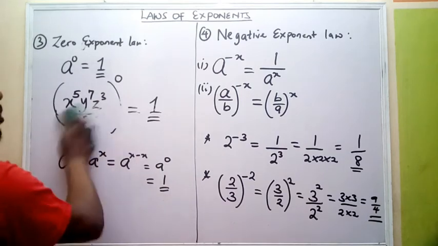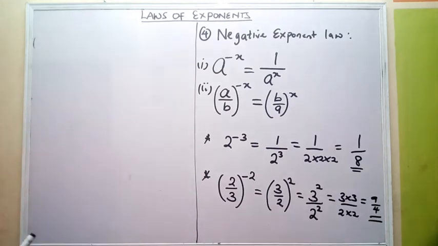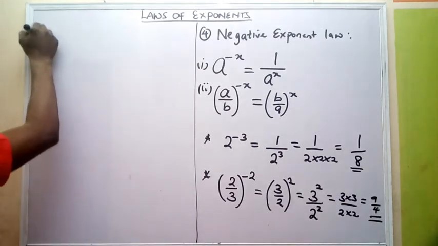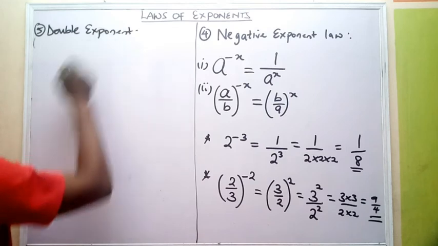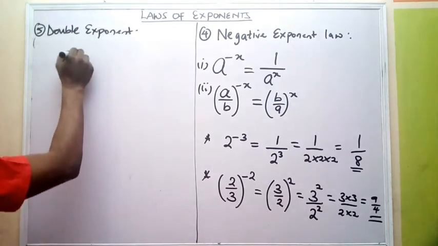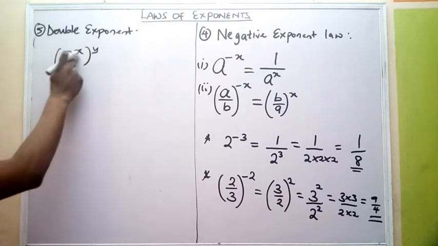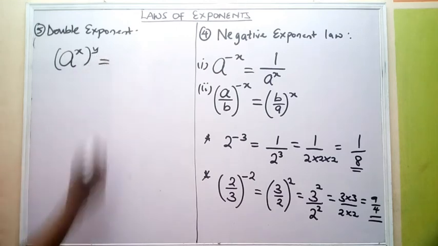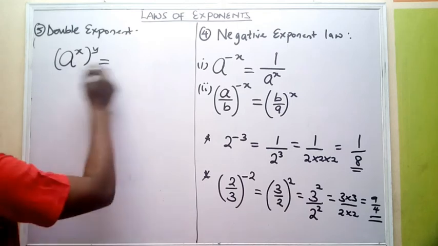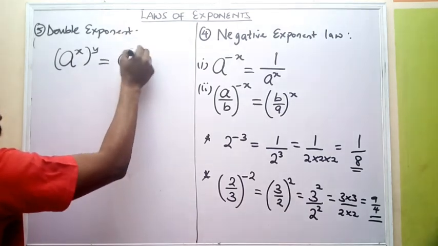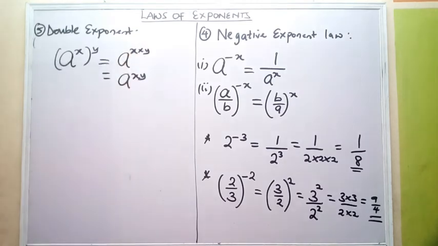So we're going to take one more law. I'm going to call it the double exponent. Now, if I have a exponent x, then y, you can see I have double exponents. For double exponent, it's pretty simple. All you need to do is just find the product of the exponents. So my result will be a exponent x times y, which is a exponent xy.